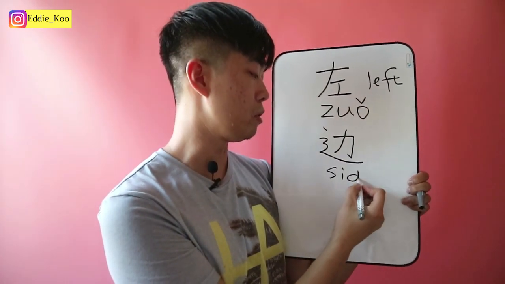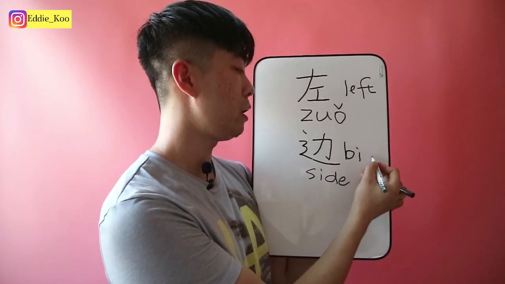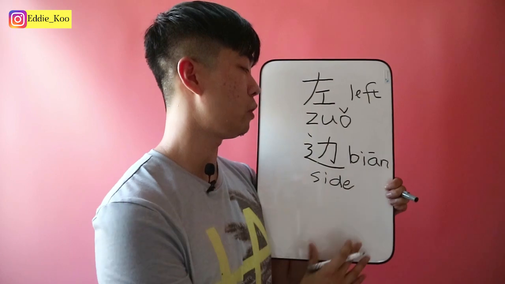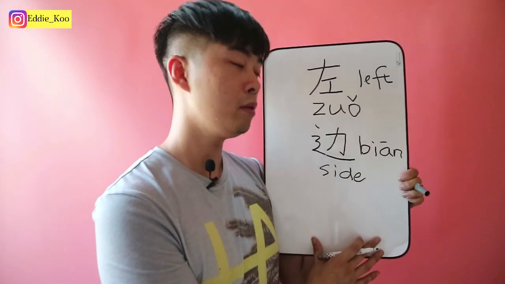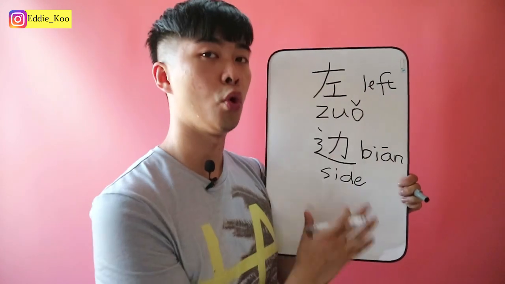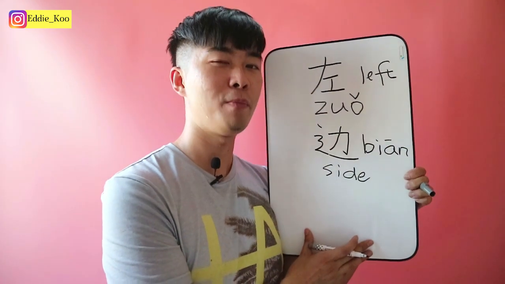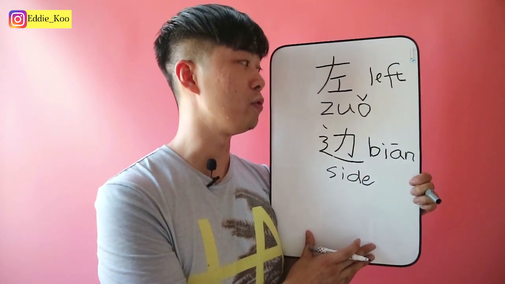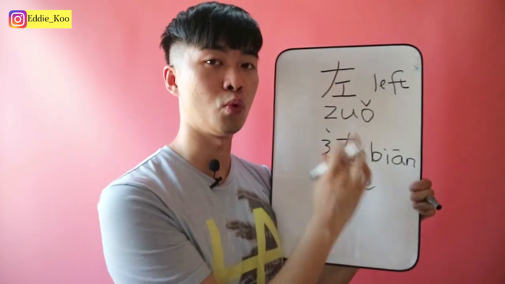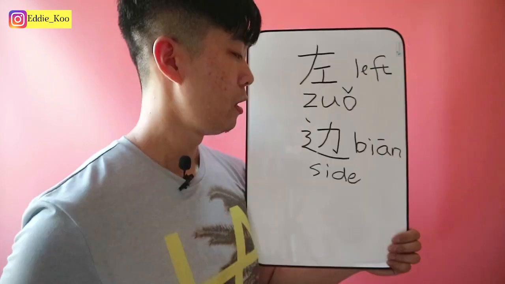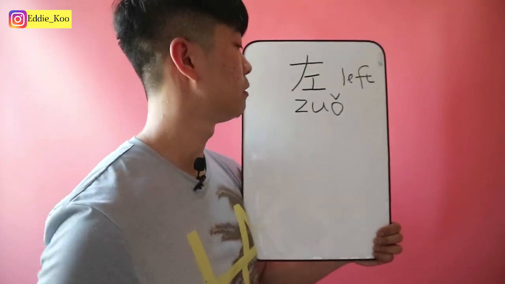I'll write the English here. And the pinyin is B-I-A-N with the first tone. 边. Well, if you combine 左 and 边 together, it becomes much more natural if you say these two characters together rather than only saying 左, this one. Make sense? Let's practice how to write 边 again.